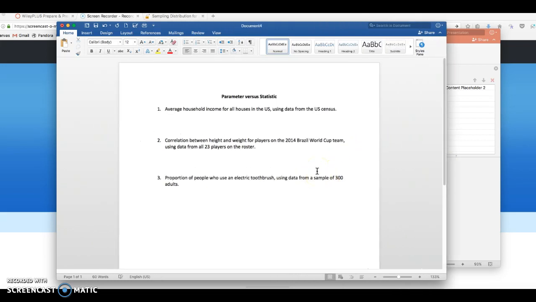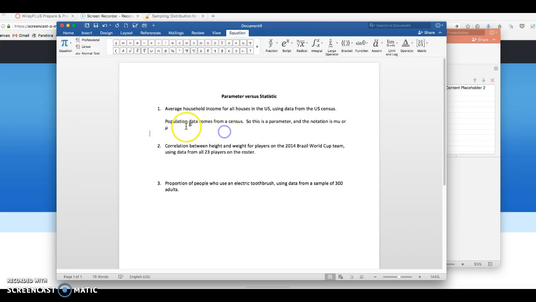All right, so we were looking at deciding whether we're dealing with a parameter or a statistic, given the scenario, and using the correct notation. Number one is the average household income for all houses in the U.S. using data from the U.S. Census. So this is population data, it comes from a census, versus a sample, which is what we'd have for a statistic. So this is a parameter. And the notation for the parameter, since we're looking at an average or a mean, is mu, the Greek letter mu.